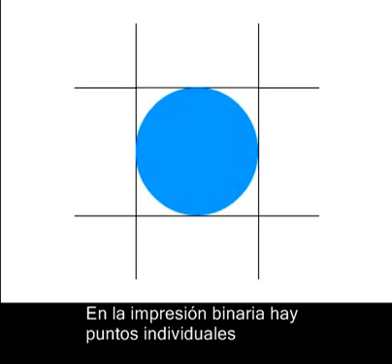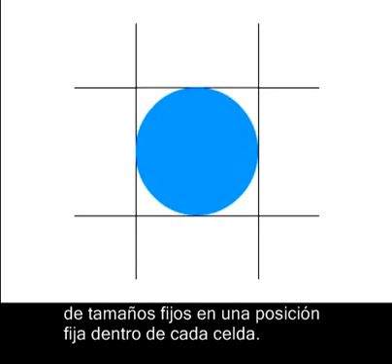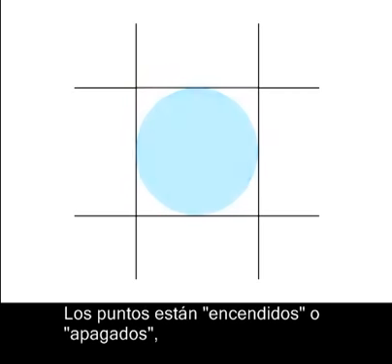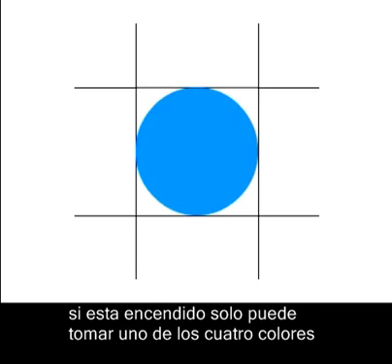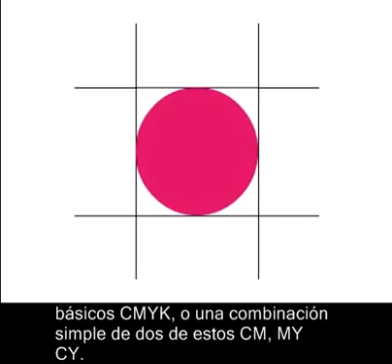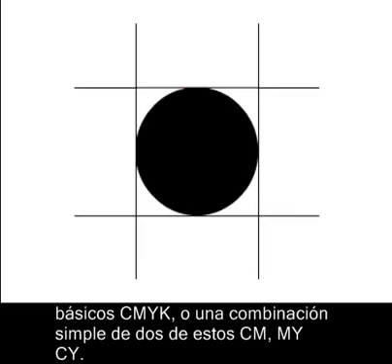In binary printing, there is a single size of dot in a fixed position in each cell. The dot is either on or off. If it is on, it can only be one of the four primary colors: cyan, magenta, yellow, or black, or simple combinations of these: cyan and magenta, magenta and yellow, cyan and yellow.